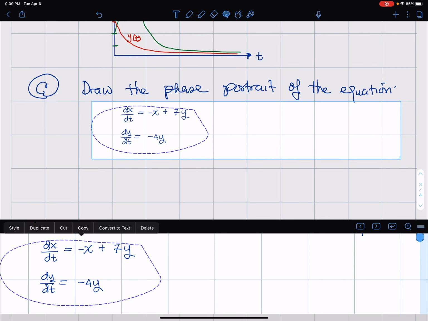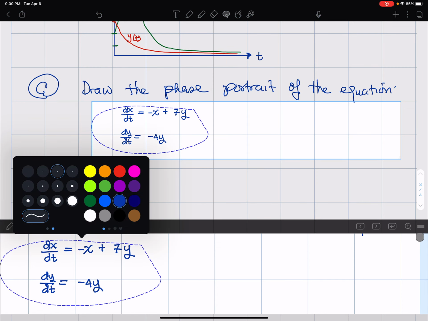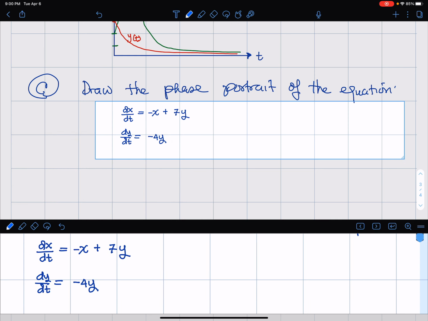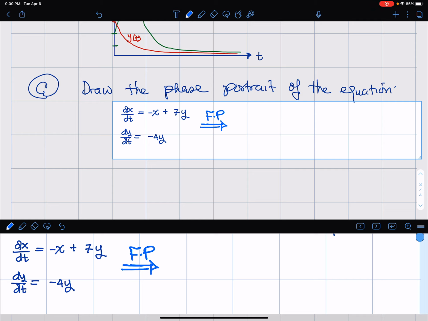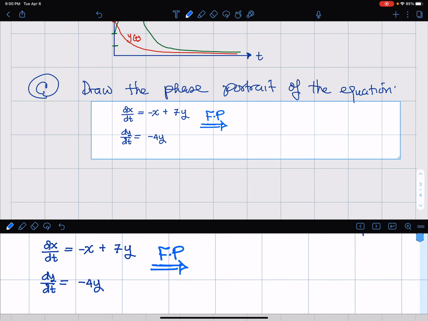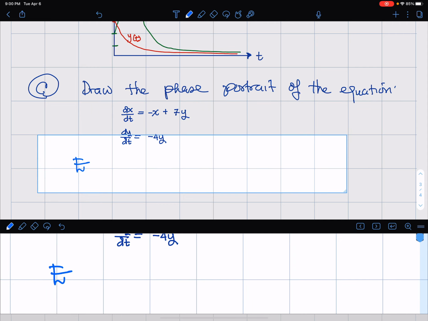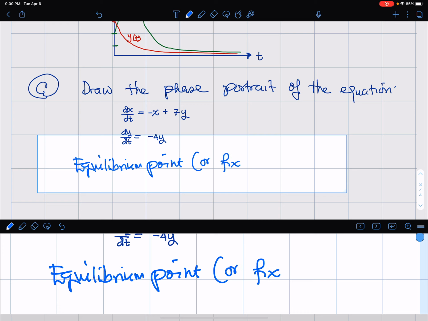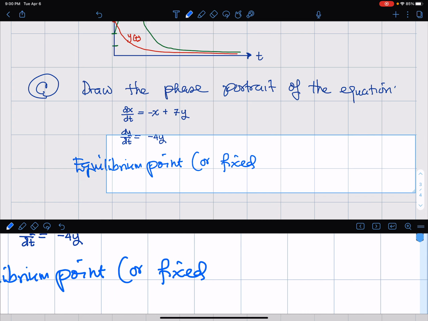All right, so let's go back to our equation. This equation, let's try to find the fixed point. Stay with me. To find a fixed point is when both sides are equal to 0. Remember fixed point or equilibrium point. We did it. Equilibrium point, fixed point.